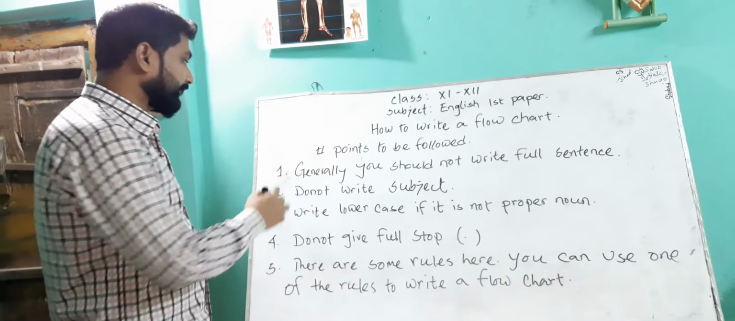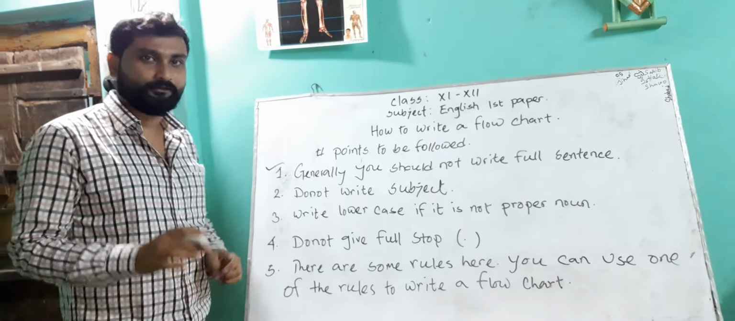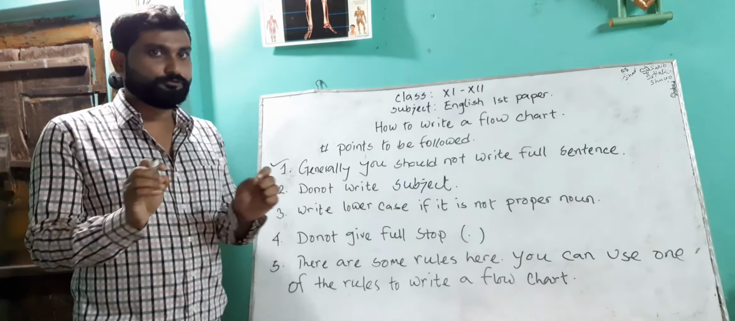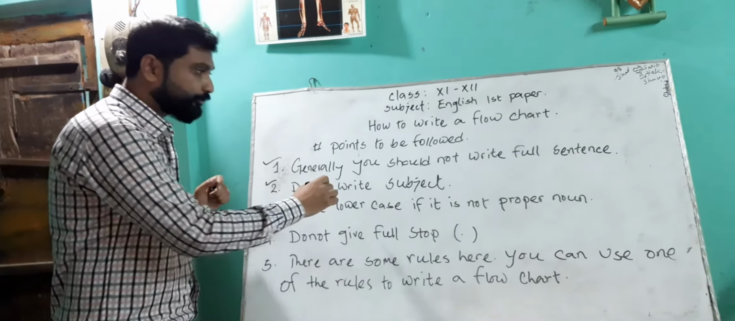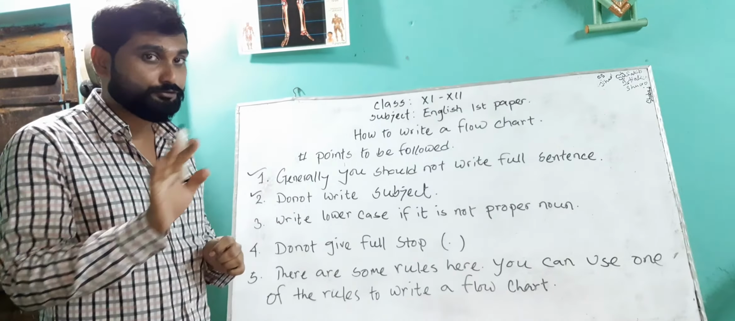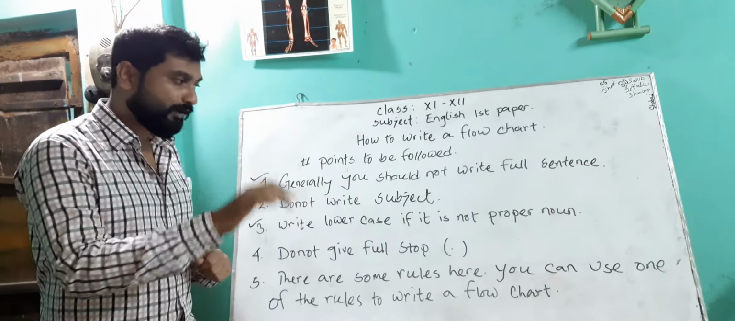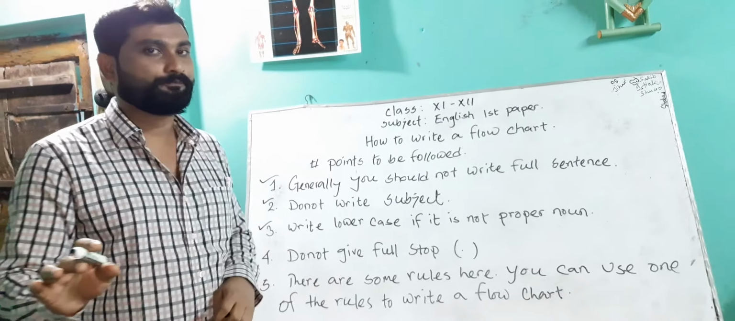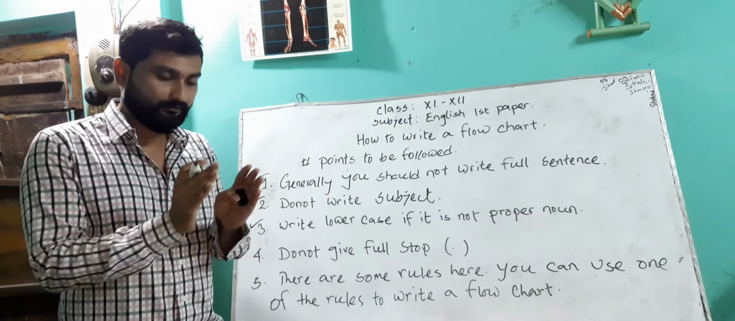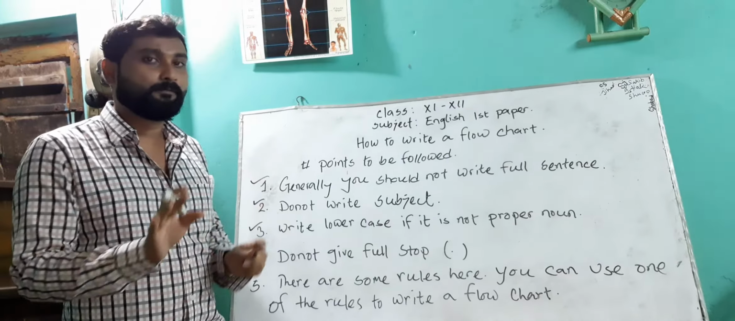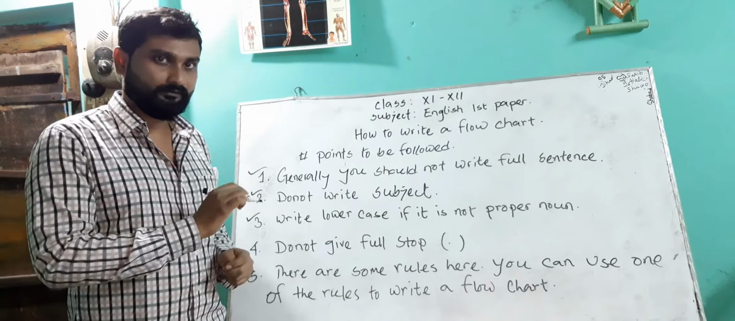The first, generally you should not write a full sentence. So in a flow chart, you should not write a full sentence. Number 2, do not write the subject. Number 3, write lowercase if it is not a proper noun. Lowercase means small letter. So you should write a small letter if it is not a proper noun. If it is a proper noun, then you should write in uppercase.